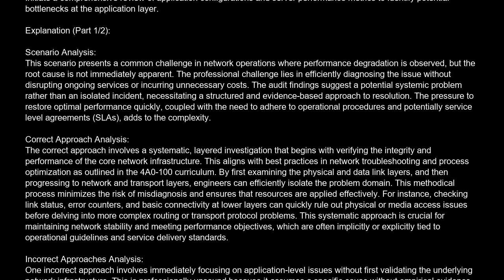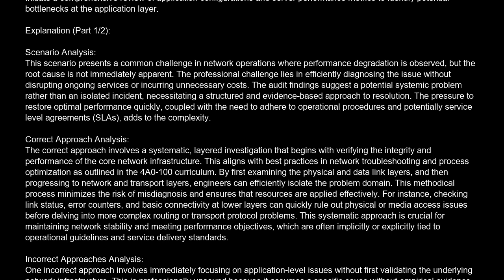The professional challenge lies in efficiently diagnosing the issue without disrupting ongoing services or incurring unnecessary costs. The audit findings suggest a potential systemic problem rather than an isolated incident, necessitating a structured and evidence-based approach to resolution. The pressure to restore optimal performance quickly, coupled with the need to adhere to operational procedures and potentially service-level agreements, SLAs, adds to the complexity.